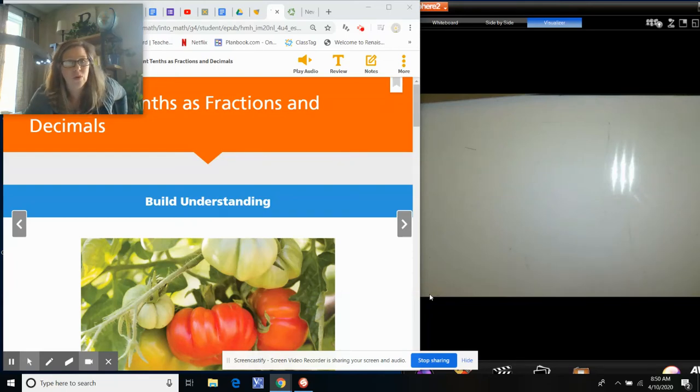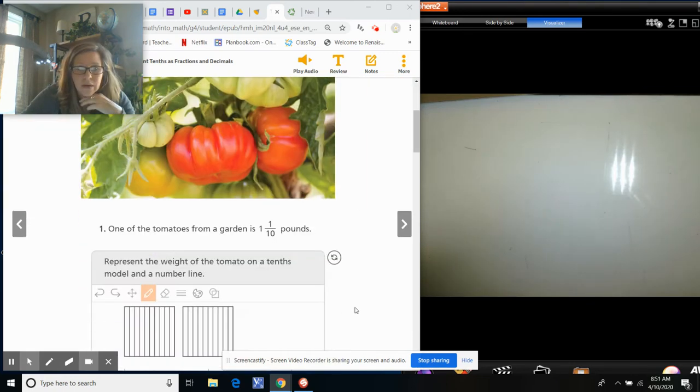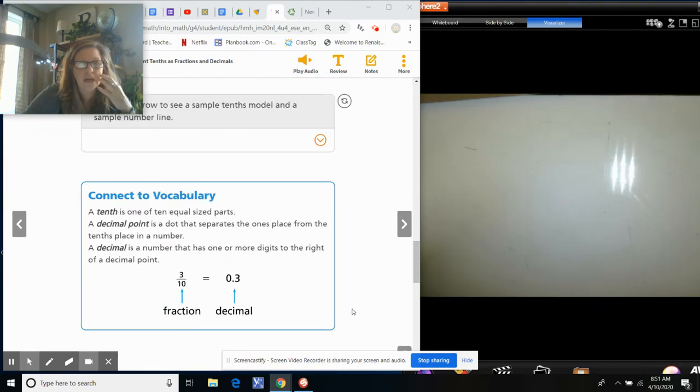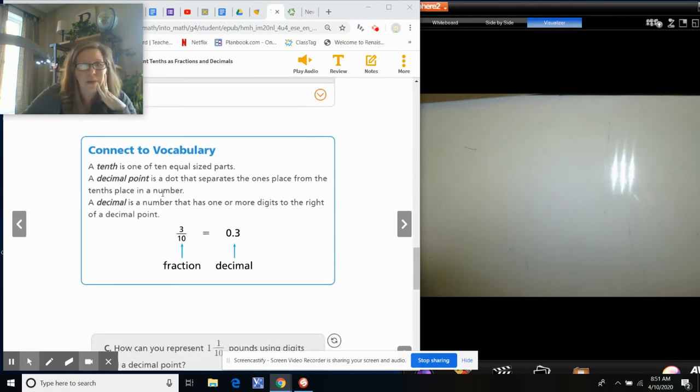All right, everyone. So please turn to page 300 in your book. We're going to build for understanding. Before we begin with the word problem, though, I'm going to scroll down. You're going to look further down in your book on page 300, and you're going to notice the connect to vocabulary. And I want you to look at the definitions.